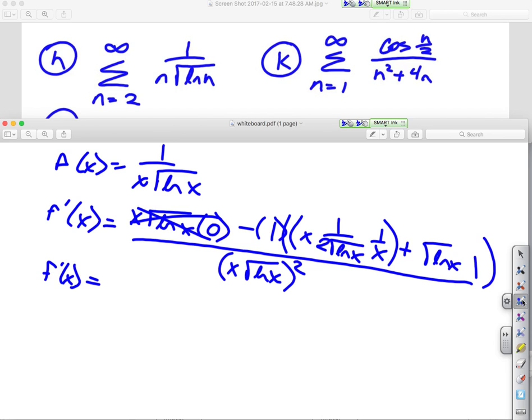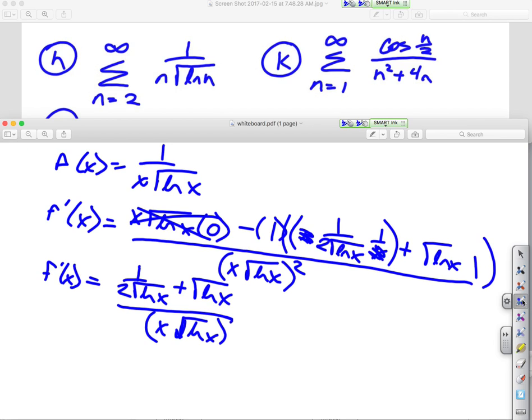So that's gone. This x and this x cancel. So I have 1 over 2 square root natural log of x plus square root natural log of x. Now, Kevin, you cleaned up the denominator, which is unnecessary, because all I want the denominator to be is positive. So I'm just going to leave it as x square root ln x squared. Where'd your negative go? From the minus. Thank you.